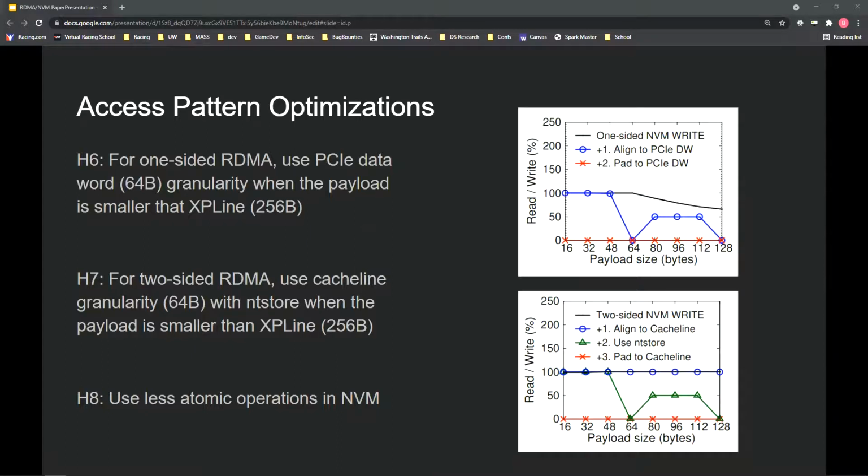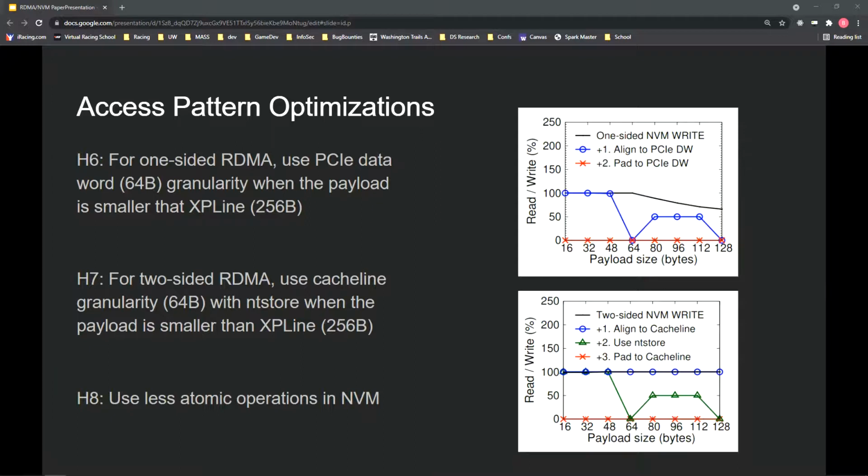Figure 13A on the top and B on the bottom show the read-write ratio for one-sided and two-sided RDMA writes respectively. You can see for both that when write is aligned with and padded to its respective granularity, the read-write ratio is 0. The exception being for two-sided writes, where NT-store also needs to be used. This is because using store resulted in the CPU performing an NVM read to prefetch the cache line.